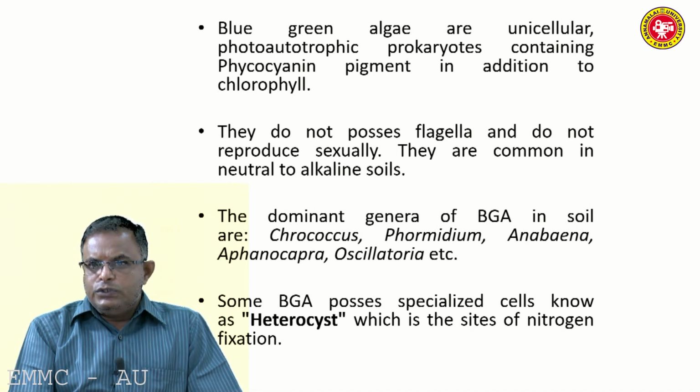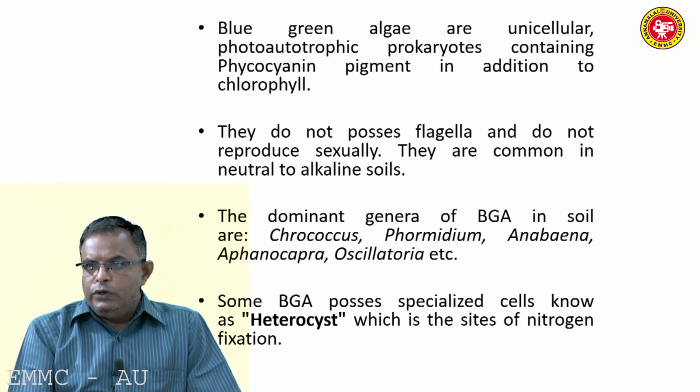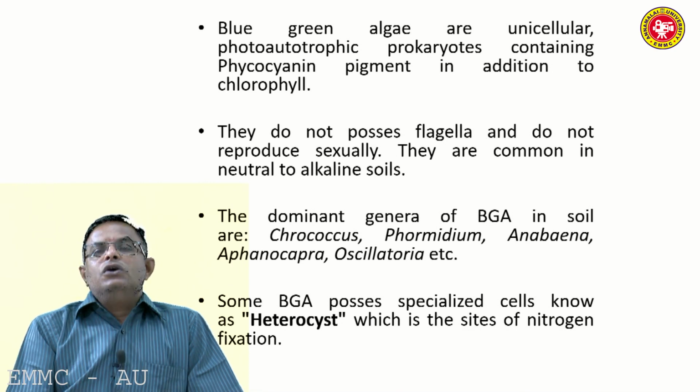They do not possess flagella and do not reproduce sexually. They are common in neutral to alkaline soils. The dominant genera of blue-green algae are Chroococcus, Nostoc, Anabaena, Aphanocapsa and Oscillatoria.